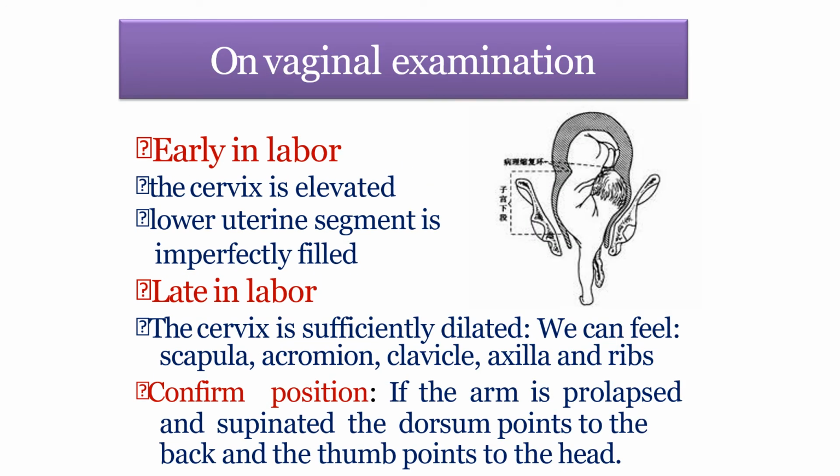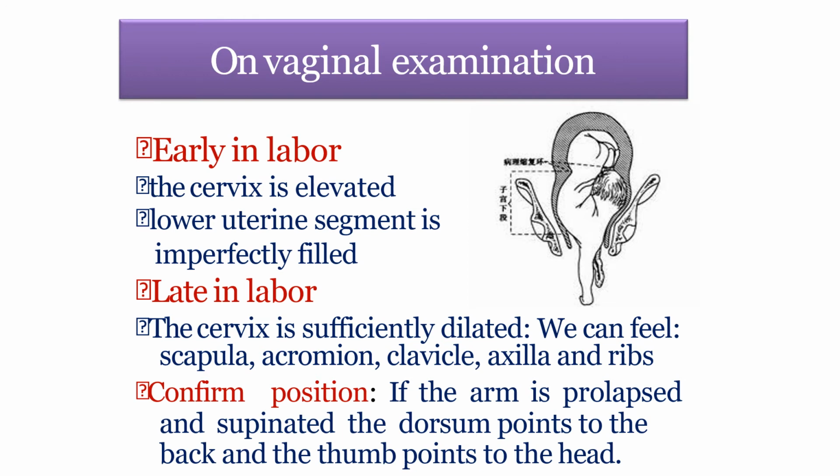And if you are doing the vaginal examination, in early labor, the cervix will be elevated and the lower uterine segment will be imperfectly filled, because the shoulder is not a well-fitted presenting part, so that portion will be empty. And in later labor, if the cervix is dilated, we can feel the scapula.